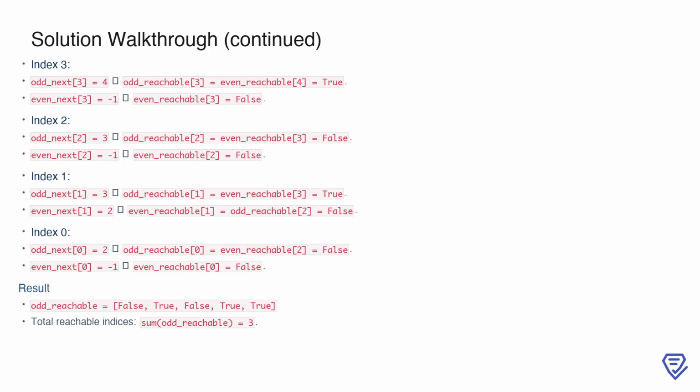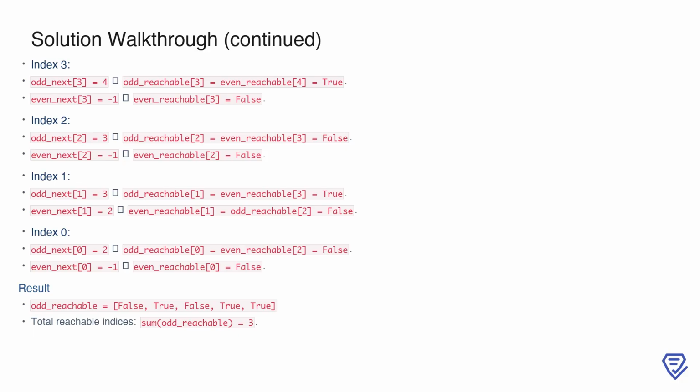At index 1, odd_next[1] is 3, and since even_reachable[3] is true, we set odd_reachable[1] to true. For even jumps, even_next[1] is 2, but odd_reachable[2] is false, so even_reachable[1] remains false. At index 0, odd_next[0] is 2, but even_reachable[2] is false, so odd_reachable[0] remains false. For even jumps, even_next[0] is -1, so even_reachable[0] remains false.